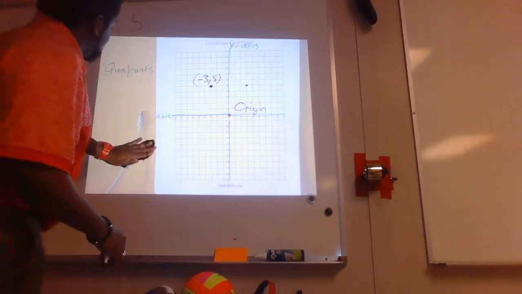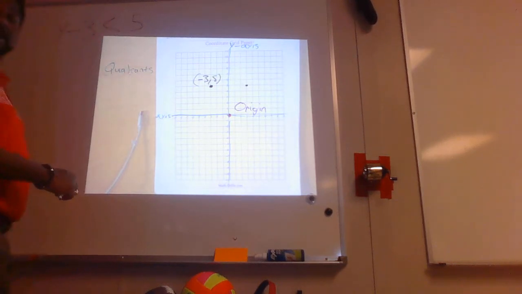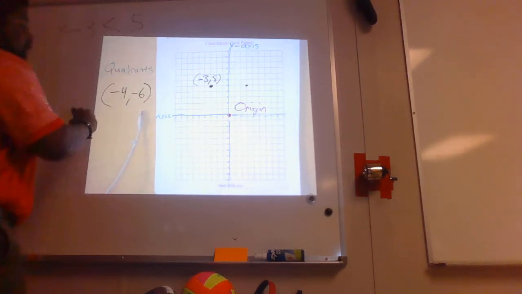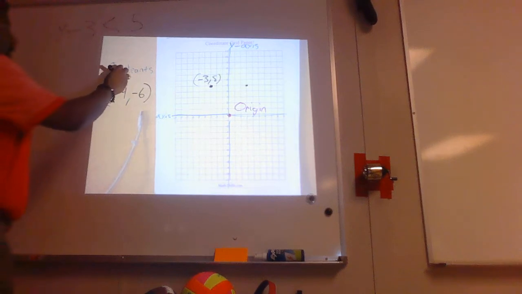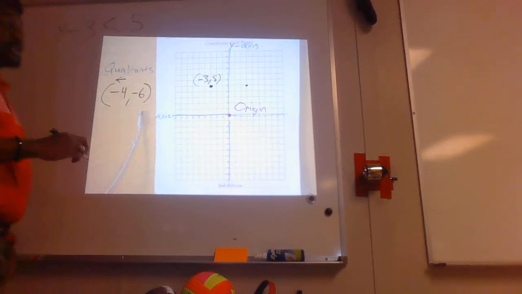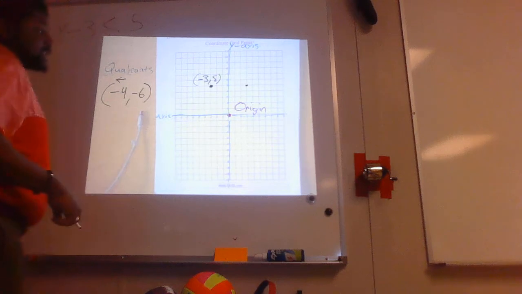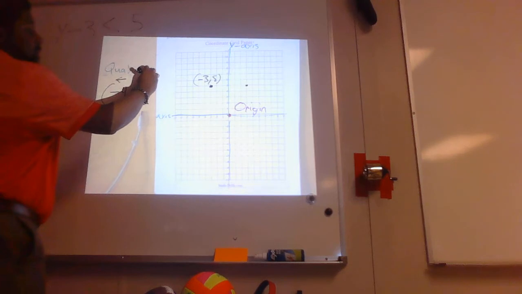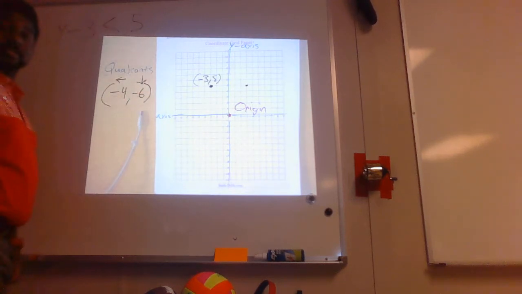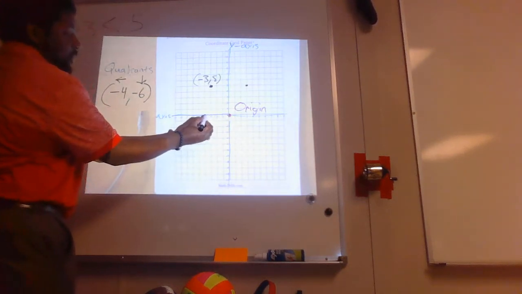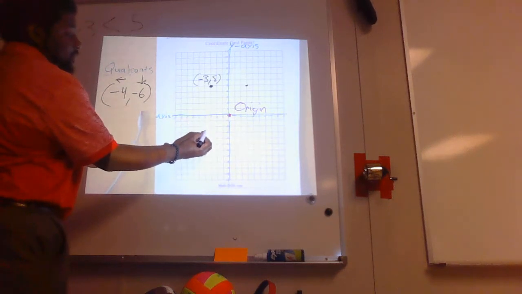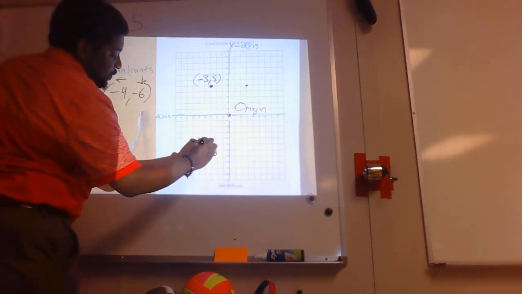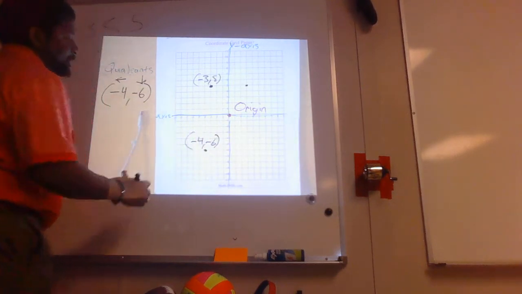Let's say this time, instead of 1 negative and 1 positive, I have 2 negatives. Let's say I have -4, -6. The first negative tells me I need to go to the left, because all the negatives are on the left side of the x-axis, and all the negatives are on the bottom of the y-axis. So the second number tells me I need to go down 6. Negative 4 is 1, 2, 3, 4 in the negative direction, then negative 1, 2, 3, 4, 5, and negative 6. This is negative 4, negative 6.